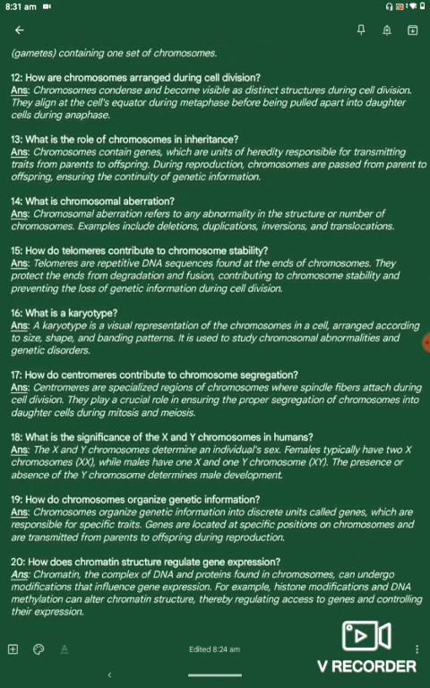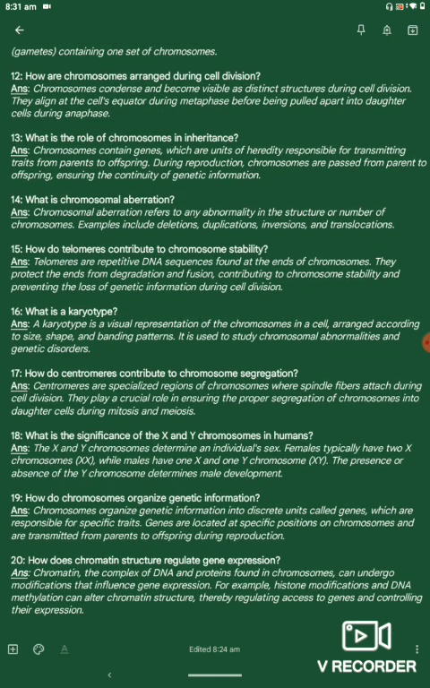Question 14. What is chromosomal aberration? Answer. Chromosomal aberration refers to any abnormality in the structure or number of chromosomes. Examples include deletion, duplication, inversion, and translocation.